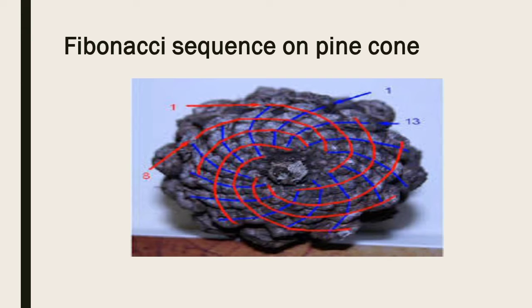Second example, Fibonacci sequence on pine cone. If we count the number of spirals going from the center of the cone to the outside edge, the resulting numbers are usually 2 consecutive Fibonacci numbers. I assure you that it will always be a Fibonacci number.